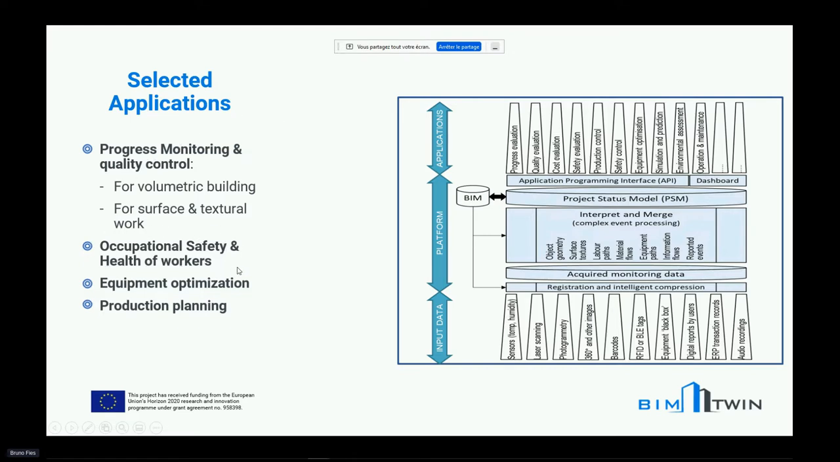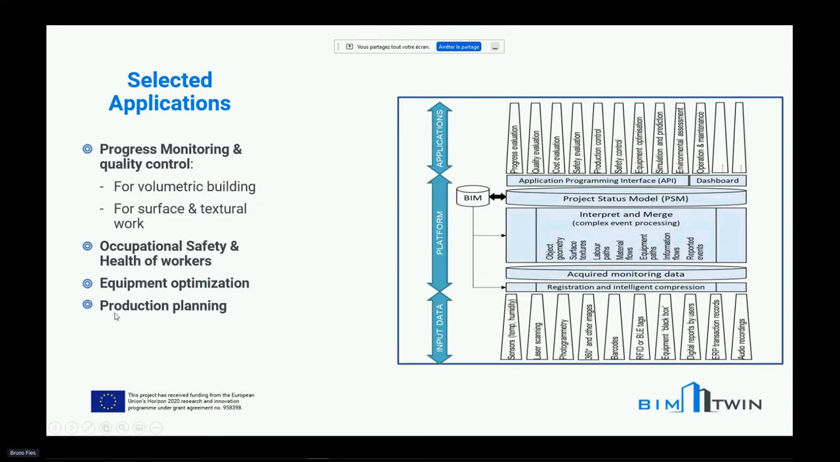Another totally different one will be focusing on occupational safety and health for the on-site workers. We will check if, for instance, they are wearing a helmet or security equipment, and if this security equipment has been put in place on-site at the right places at the right time also. This will be another one of these vertical applications. We will also develop a module focusing on the optimization of equipment, in order to make the best use possible of heavy equipment like cranes, but also to optimize the movement of trucks on site, for instance. And the last one will be focusing on production planning.